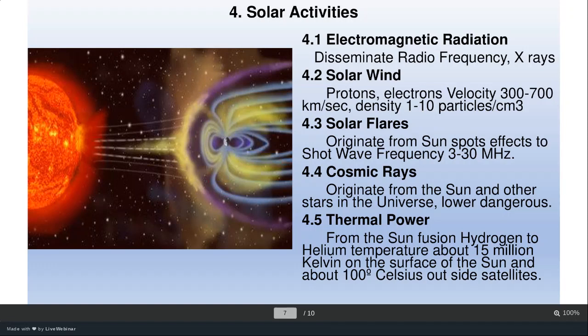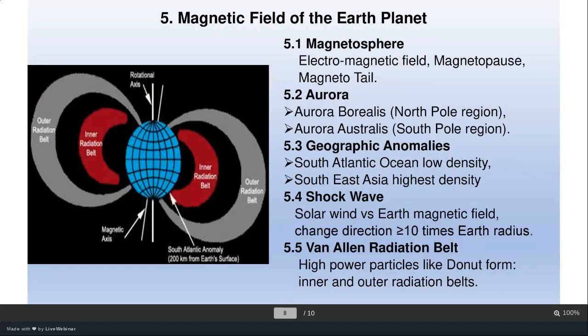Next slide is slide number 8. Topic number 5 is the magnetic field of the Earth. Our Earth has the magnetosphere, which is the electromagnetic field, with the magnetopause and magnetosphere field. As we see in the picture, this is the magnetic field around our Earth. We have two magnetic fields: the inner magnetic field and the outer magnetic field.